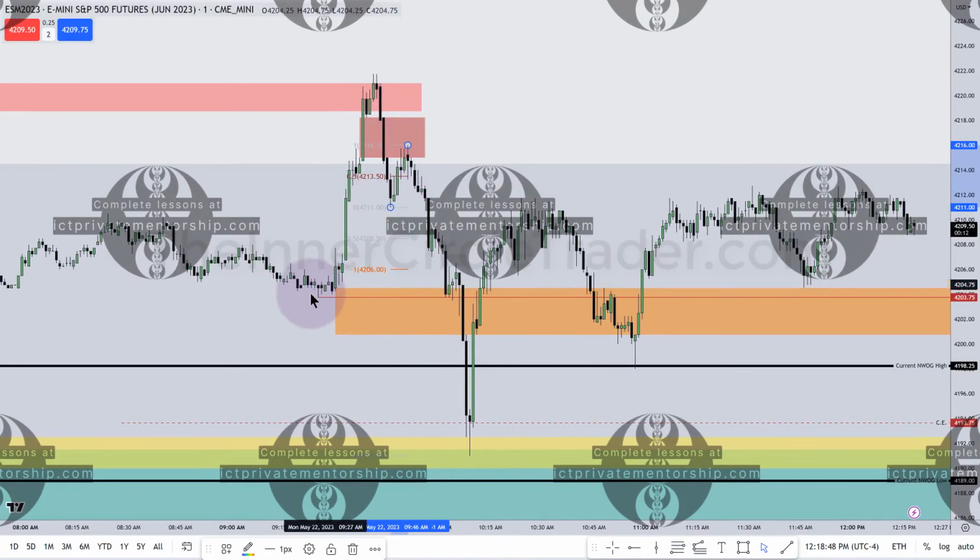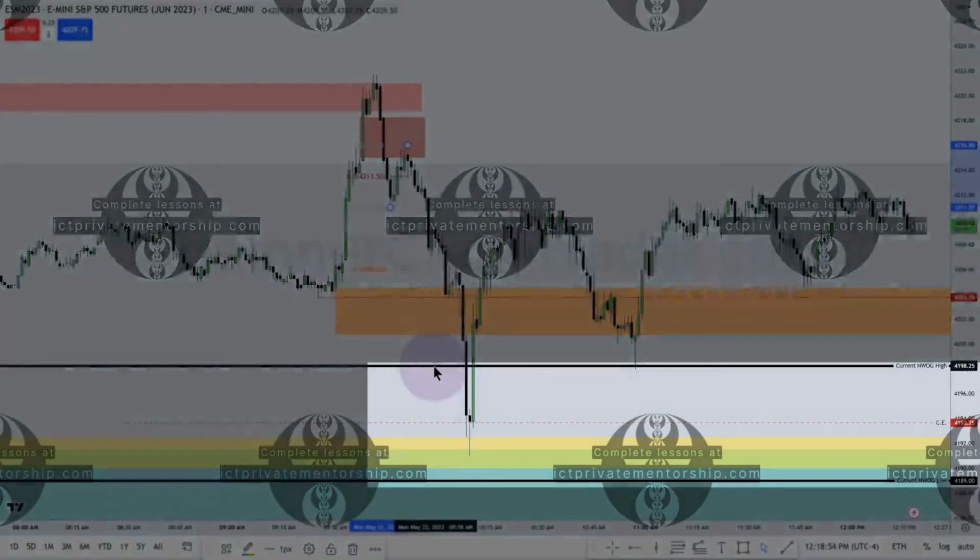I wanted to see it take out the sell side here. Where's it going to gravitate to? New week opening gaps. What's the current new week opening gap? It's the high of this one. The midpoint and the low is here. So it's likely to draw down into the midpoint.